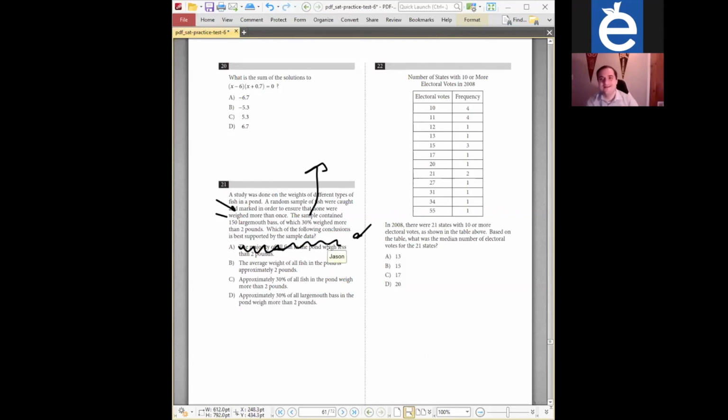Do not bring in outside knowledge to this type of thing. The average weight of all fish in the pond is approximately 2 pounds. That makes no sense whatsoever. Approximately 30% of all fish. Again, it's not all fish. It's just largemouth bass. Approximately 30% of, there we go, all largemouth bass weigh more than 2 pounds. That is the conclusion that we are allowed to draw. Excellent.